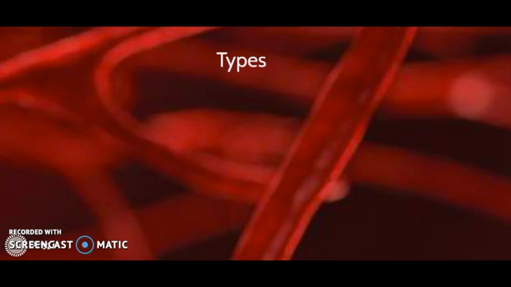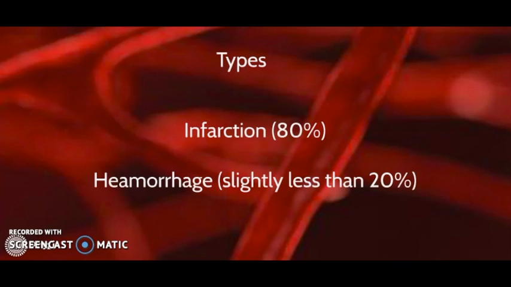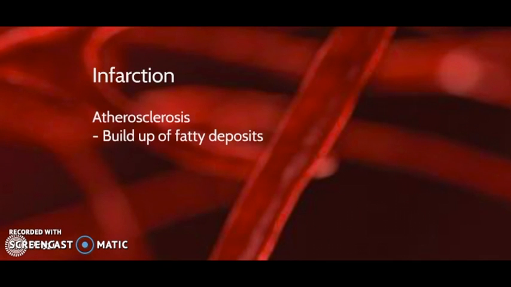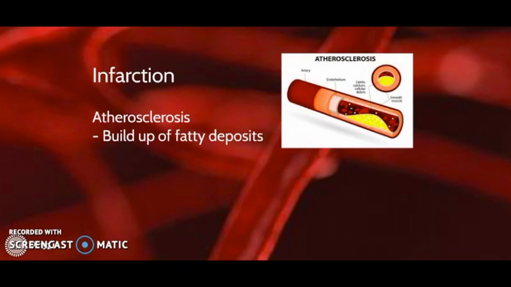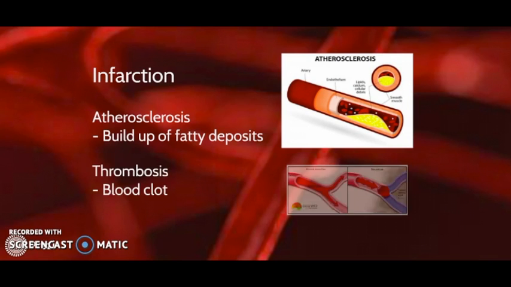There are two types of strokes: an infarction, which causes 80% of all strokes, or a hemorrhage, which causes slightly less than 20% of all strokes. An infarction occurs when the blood vessel is blocked. This can be due to atherosclerosis, which is a buildup of fatty deposits that ultimately can block the blood vessel, or a thrombosis, which is a blood clot.